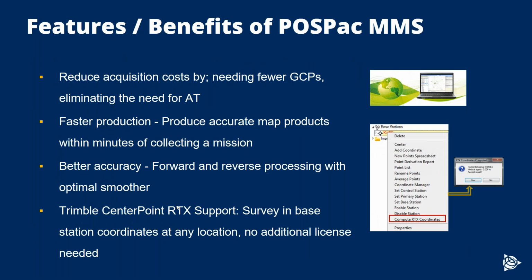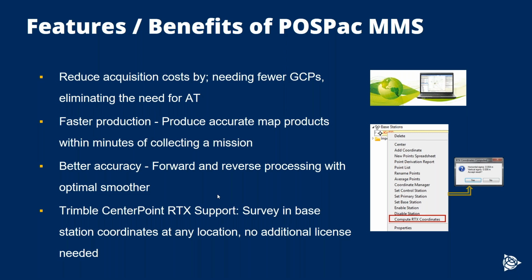So just some of the features and benefits of POSPac MMS. It allows you to reduce costs by reducing or even eliminating the need for ground control points, and faster production, because what you can do with POSPac is all mathematical. We have orientation data, positioning data, correction data. That's all mathematical. Since we have all of these measurements, we can process the data very, very quickly after we validate the results before we start that processing. Better accuracy: we support forward and reverse processing of the trajectory data. So this helps to smooth and optimize that data.